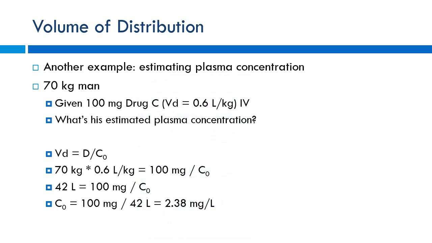Okay. So let's do another example here. So let's say we can actually estimate what a patient's plasma concentration would be. So I can say, okay, if I give this patient, who I know their weight, and I know the dose of the drug that I'm giving, based on the volume of distribution that's in those drug references like Lexicomp or wherever you looked up your study, we can actually determine what we think their serum concentration would be. Now, why might that be useful?